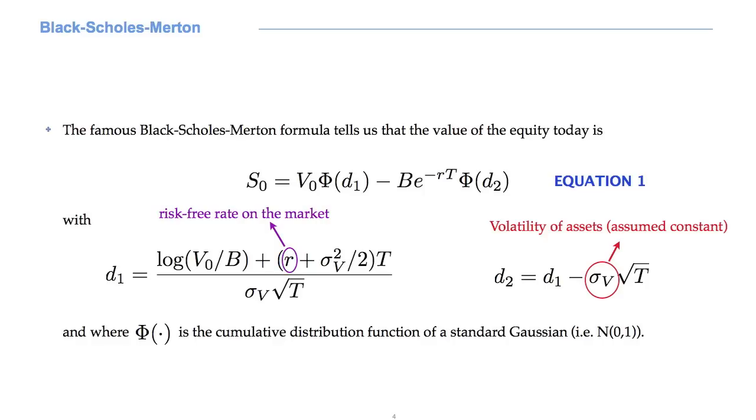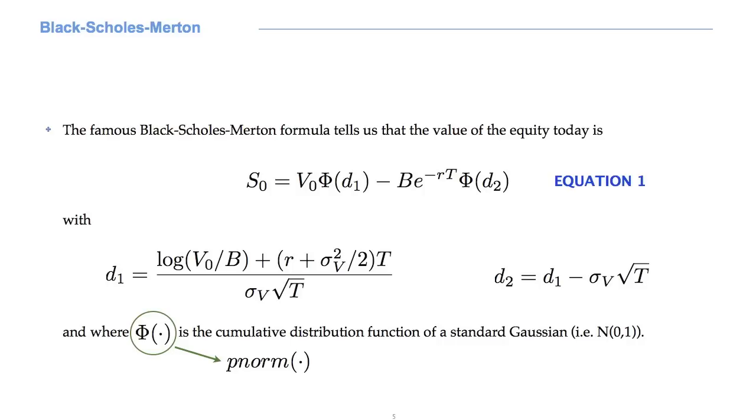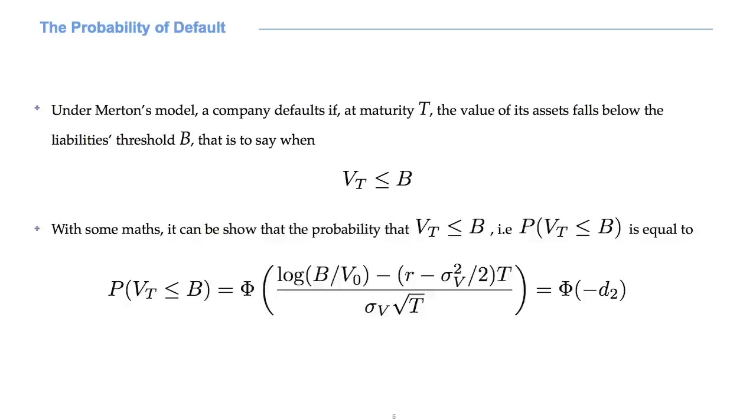As we can see, d1 and d2 depend on different quantities. Most of them are already known to us. The two quantities we have not introduced yet are the risk-free rate r and the volatility of assets, sigma_V, that is to say, the standard deviation of assets, which we assume to be constant. Phi, the cumulative distribution function of a standard Gaussian, can be computed using the pnorm function in R, NORMDIST in Excel, or even with the normal tables.